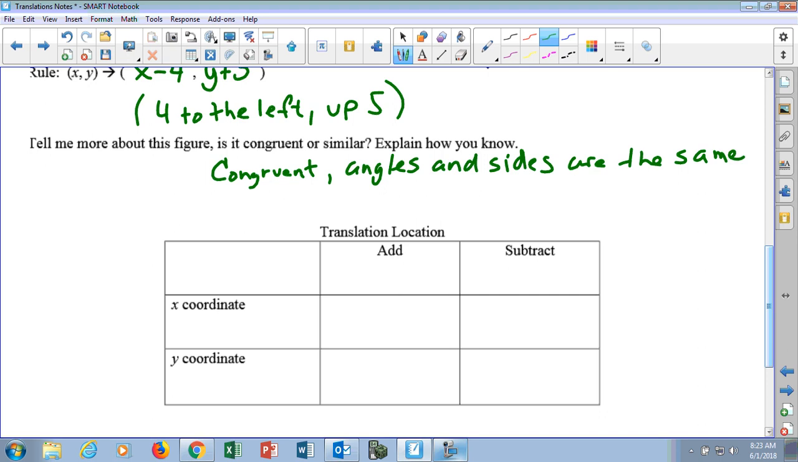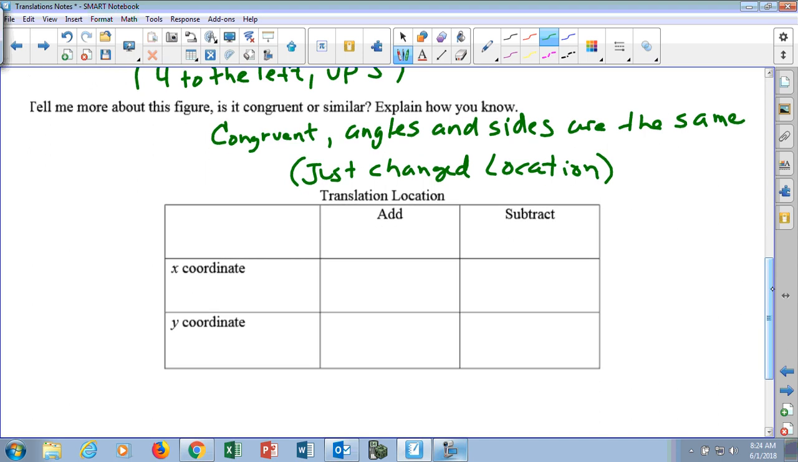All we did was just change location, right? We didn't change the size of the shape. We didn't change the direction it was going. All we did was take the shape and we moved it to one different side of the graph. That's all we did.